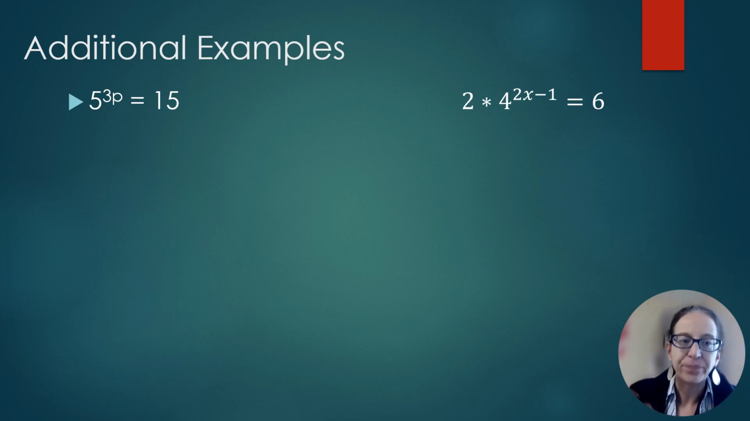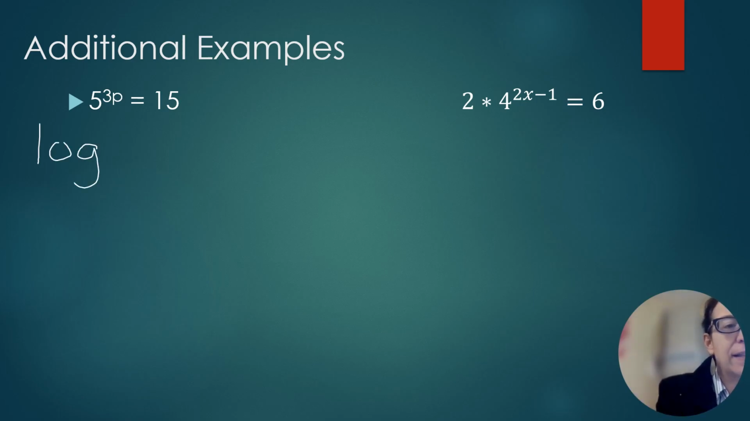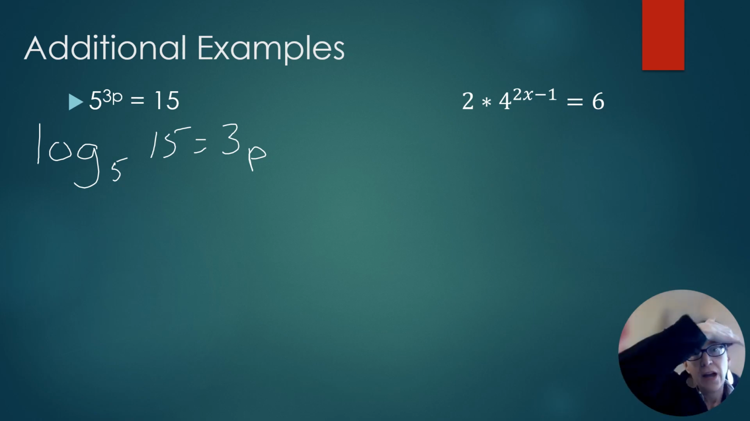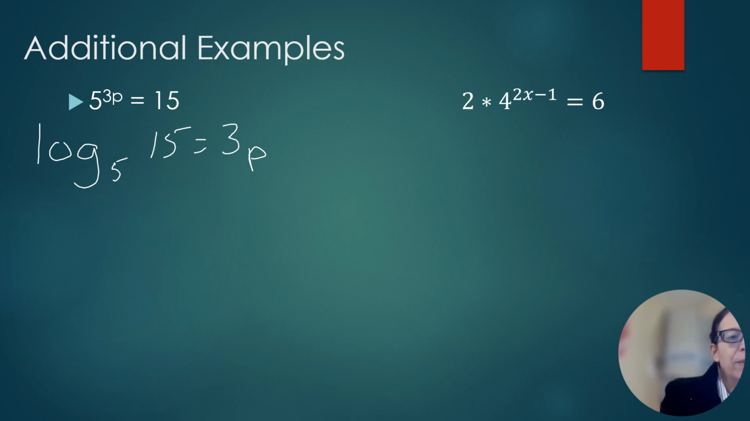So that's all good. Step number 2, change it over to a logarithm because that p is stuck up in the exponent. I don't want it there, and so I need to get it out. The way I do that is by writing this as a logarithm. So log base 5 of 15 is equal to 3p. And now that p is outside of the exponent, which means I have all of my tools for linear equations at my disposal here. Now I'm going to grab my calculator, and you can do this in 1 step or you can do it in 2.